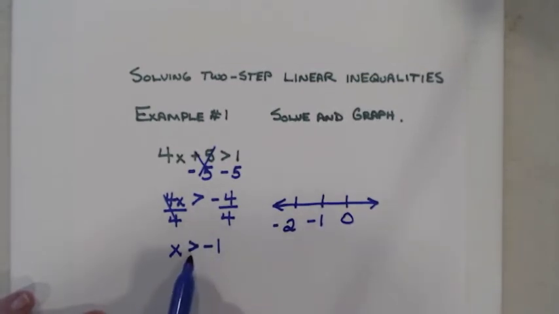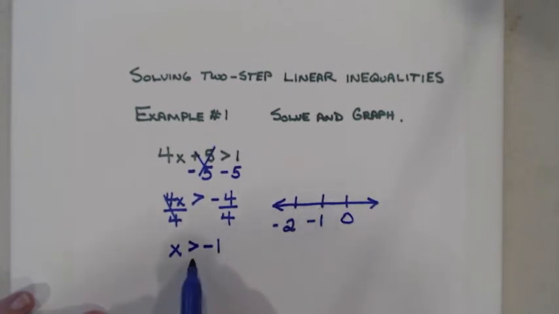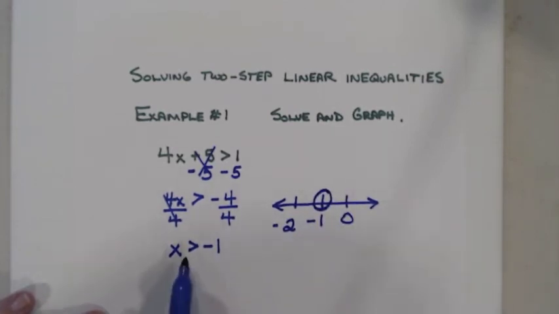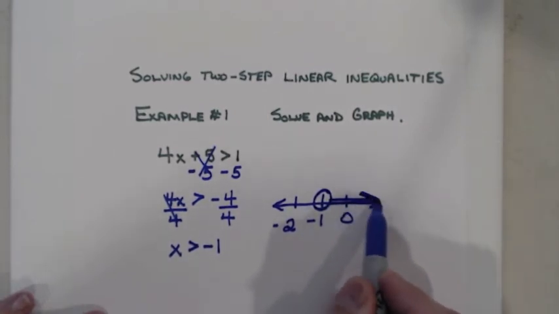I look at the symbol right here. It tells me whether or not to put an open or closed circle. Open circle, it's not an answer. Closed circle, it is an answer. I put an open circle. And I need to shade everything that's bigger than negative 1. That would be everything in this direction right here.